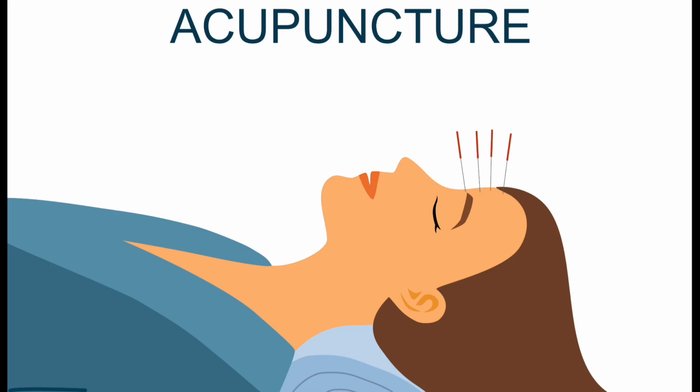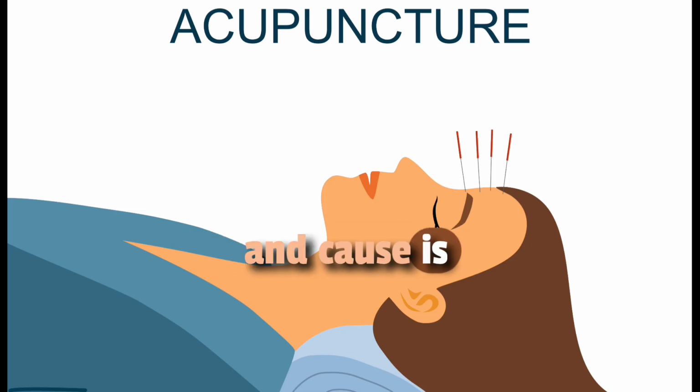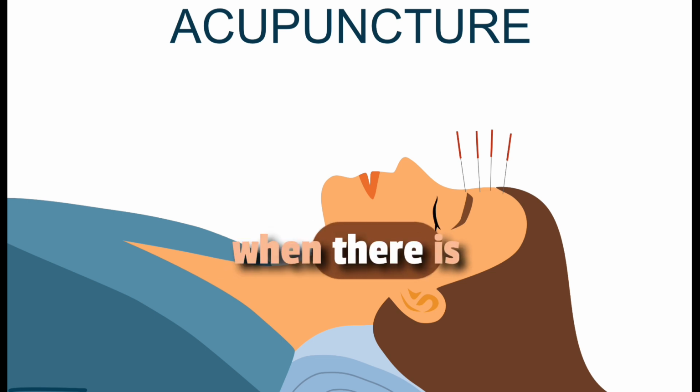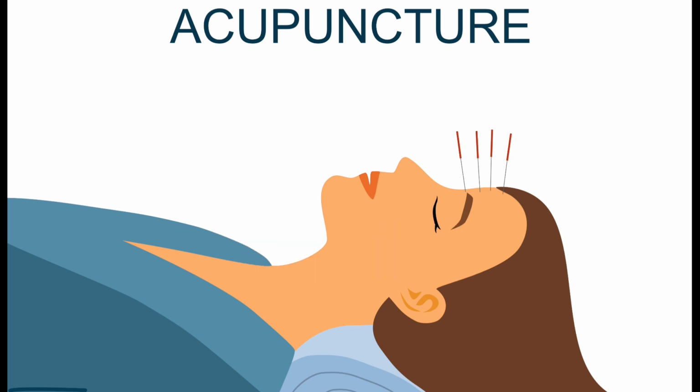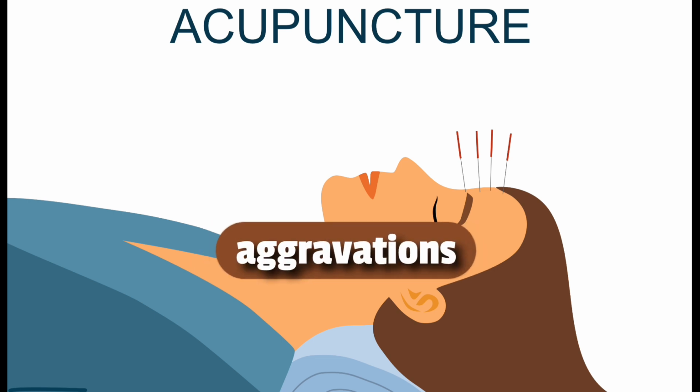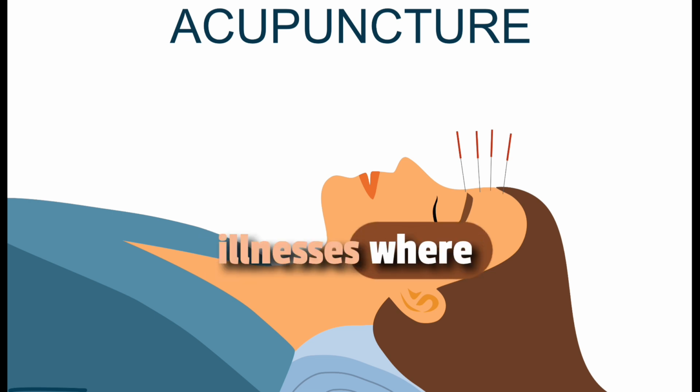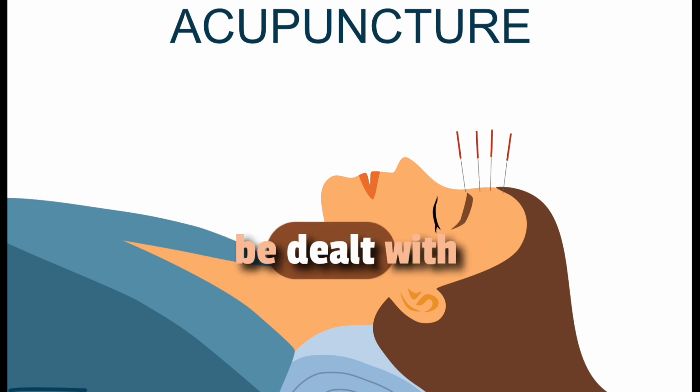Number 4, treating effect then cause is very common for illnesses when there is a chronic internal condition with occasional more severe aggravations, and also for illnesses where the effect is so urgent it must be dealt with immediately.